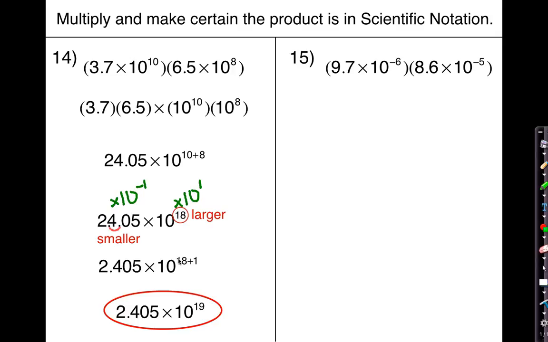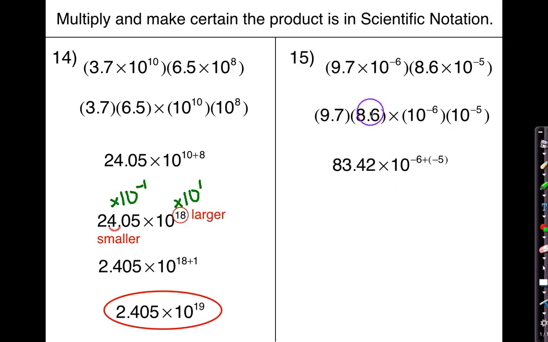Okay, so let's see how well we did. Number 15, hopefully you rearranged using the commutative property, rearranging the coefficients together and the 10s together. Then you multiply the coefficients together, giving you 83.42 times 10 to the. Here, since the bases are being multiplied, you can add the exponents together, leaving you with 83.42 times 10 to the negative 11th. Here, you have to be careful.